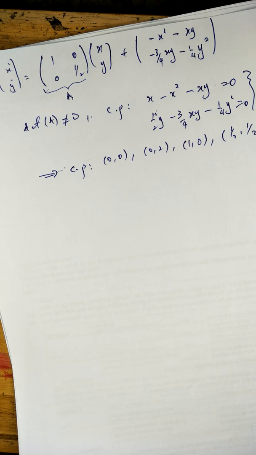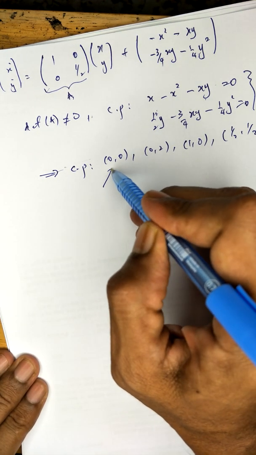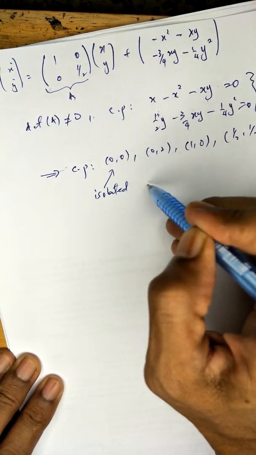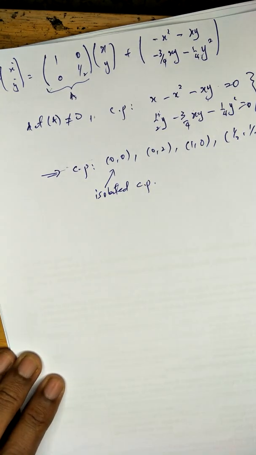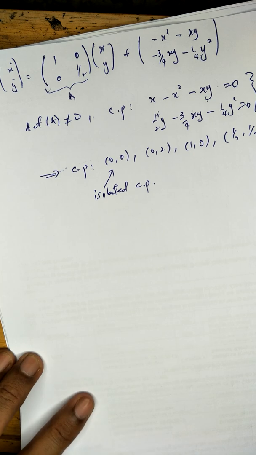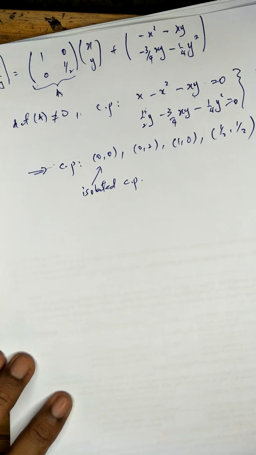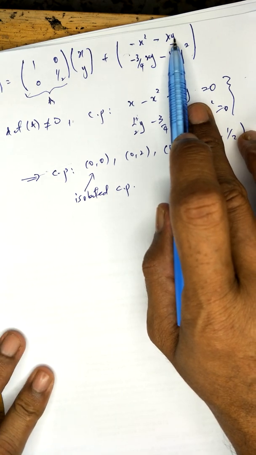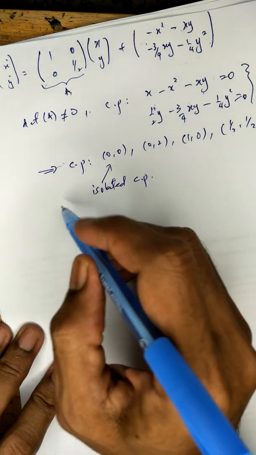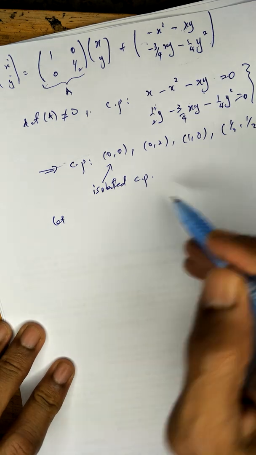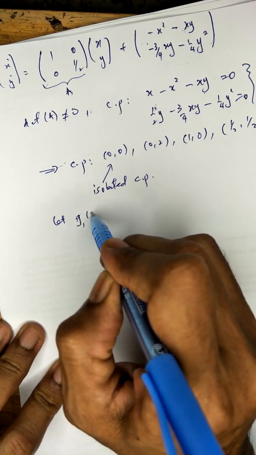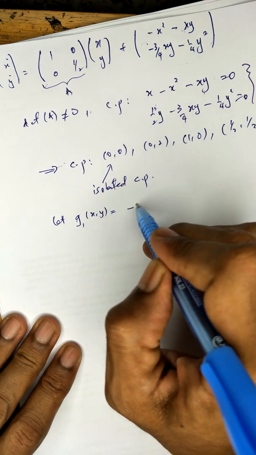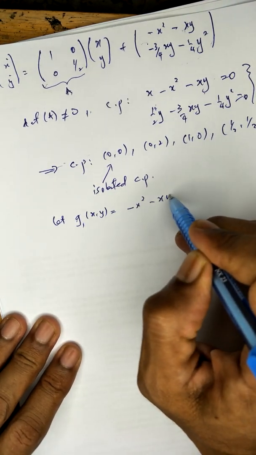Okay, and (0, 0) here is the isolated critical point. Isolated critical points. Now if you look at the nonlinear parts of the function, consider the first one, let's call that g1. g1(x, y) is xy, that is, minus x squared minus xy.